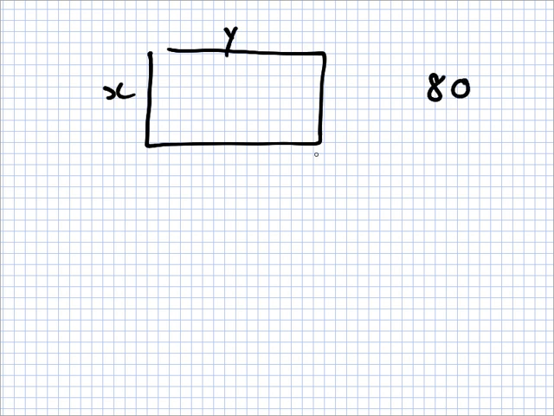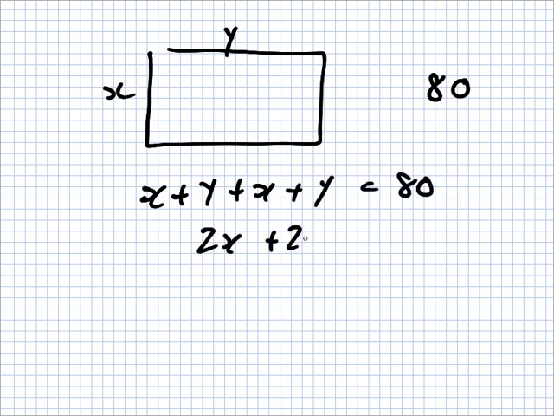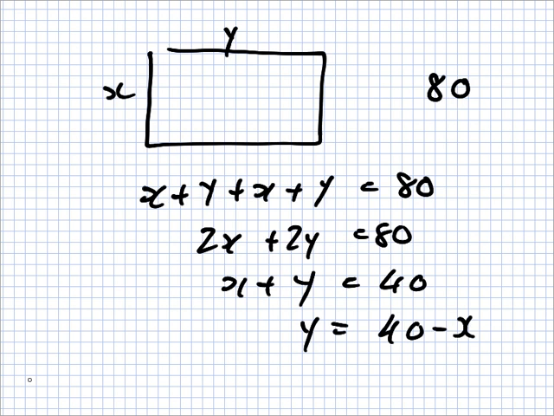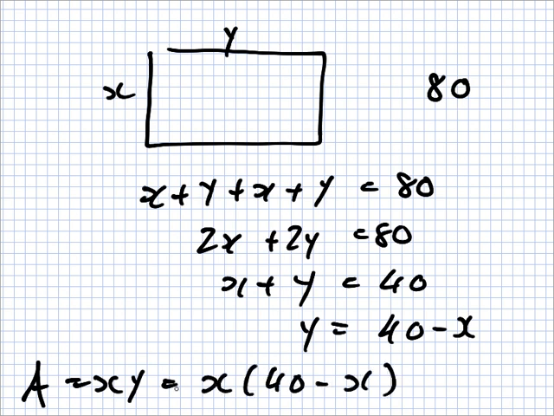Right, here you have a rectangle. This is X and this is Y, and the total perimeter is 80. So it means X plus Y plus X plus Y should equal 80. So 2X plus 2Y should equal 80. So X plus Y should equal 40. So Y is 40 minus X. So that means the area, which is XY, will equal X times 40 minus X. And that answers the first part here.